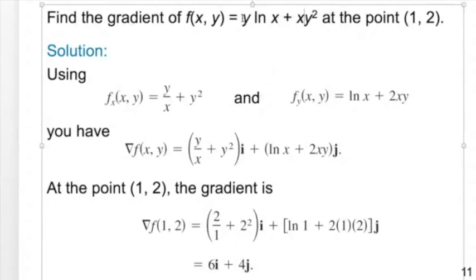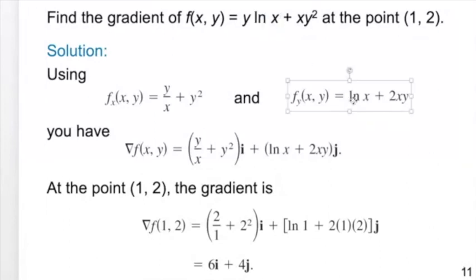And the derivative of the same function with respect to y, in this case, we treat ln x temporarily as a constant, and the derivative of y equals 1, then the derivative of the first term equals ln x. And for the second term, we treat x temporarily as a constant, and the derivative of y squared equals 2y, so it is 2xy. So we have now the two components of the derivative.